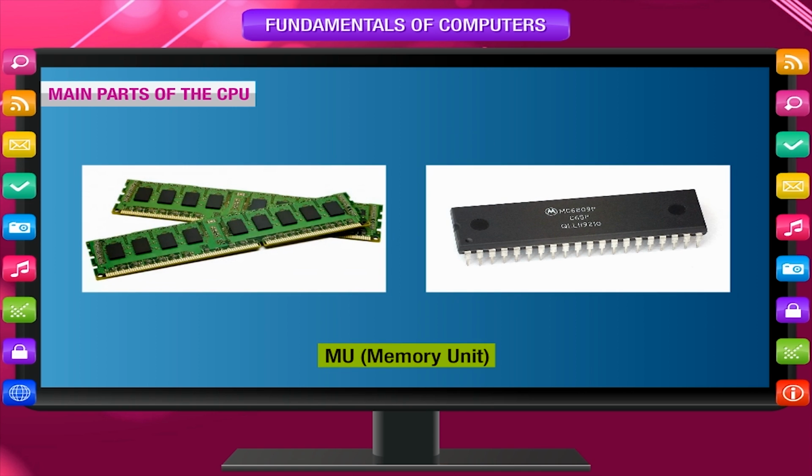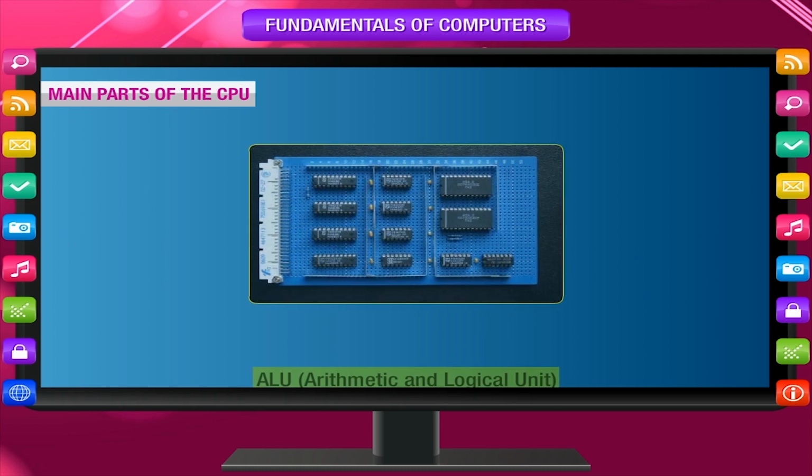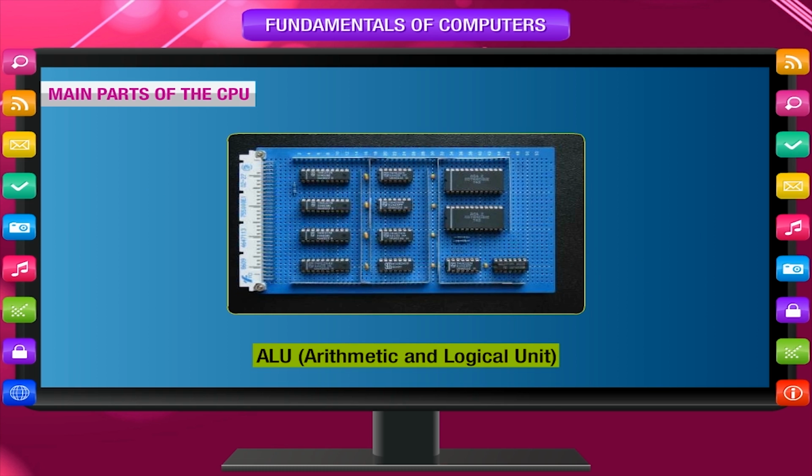MU, memory unit. The memory unit stores the information temporarily for making calculations. This temporary storage is made up of registers. A register is a device capable of storing a specific amount of data, such as one word. If you want to store information permanently, send the output to some storage device like CD, DVD, hard disk, pen drive, USB flash drive, etc.